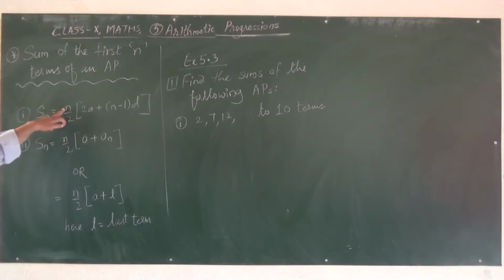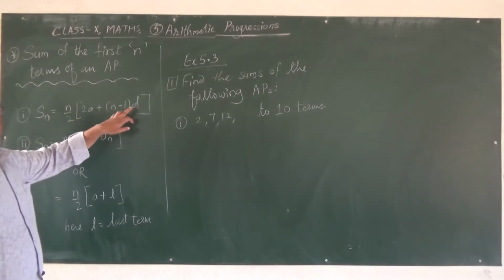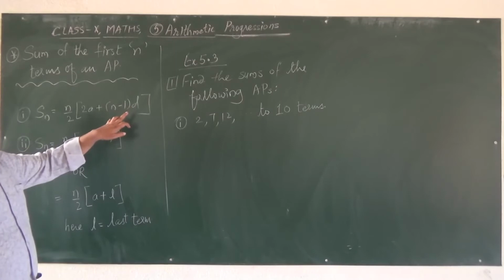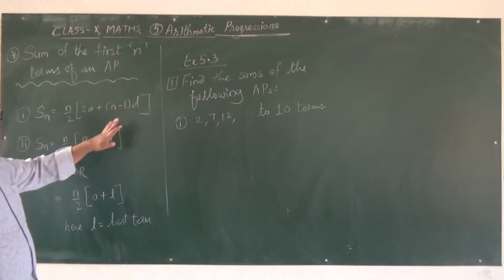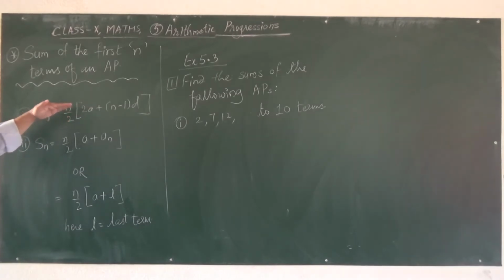The number of terms you should know. How many terms are there? You want to find the sum up to how many terms? 5 terms, 10 terms, 7 terms, 18 terms, 23 terms, etc. You should know the first term and you should know the common difference d of the given list of numbers. Means first of all, it should form an AP. Then you can find the sum of the first 10 terms.